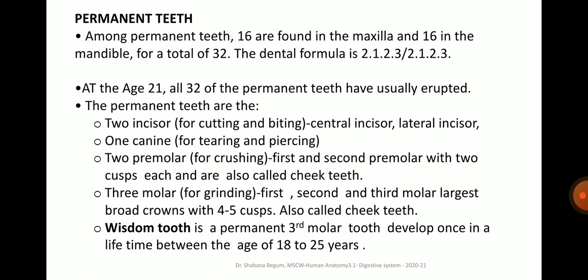So, among permanent teeth, 16 are found in the maxilla and 16 in the mandible for a total of 32. The dental formula of man is 2123 divided by 2123. Fine. This you have studied in your intermediate classes too.